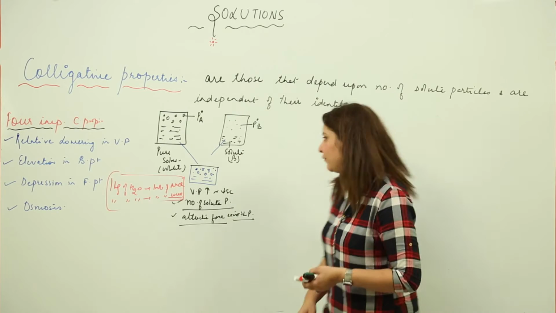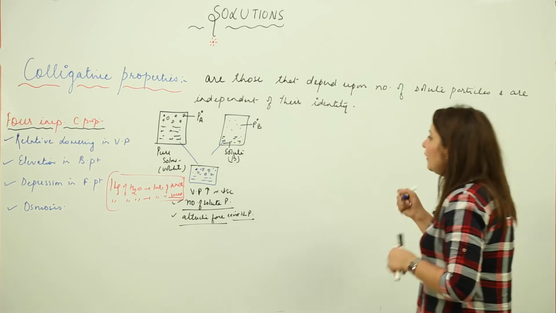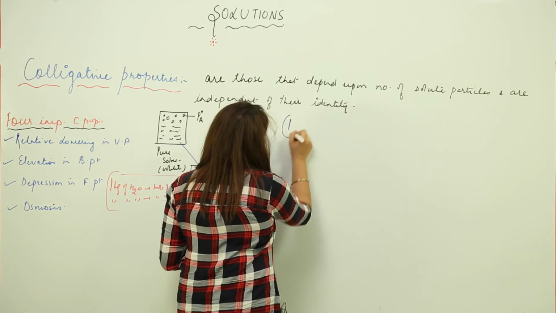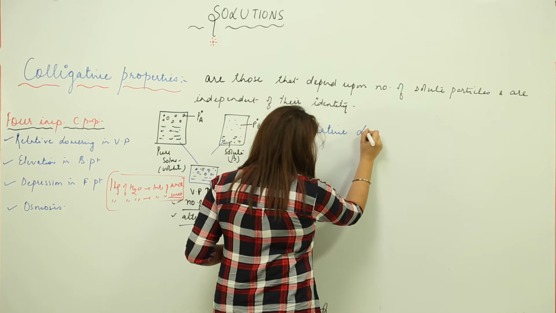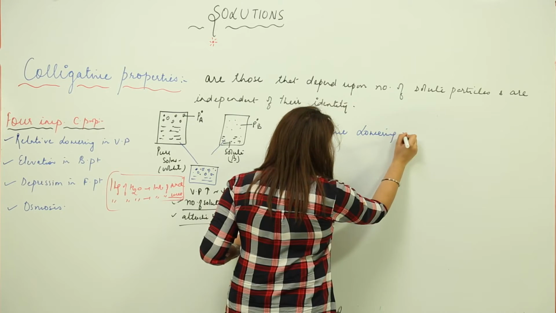So just look at the board carefully. We are starting with the first property, let us say relative lowering in vapor pressure. Relative lowering in vapor pressure.